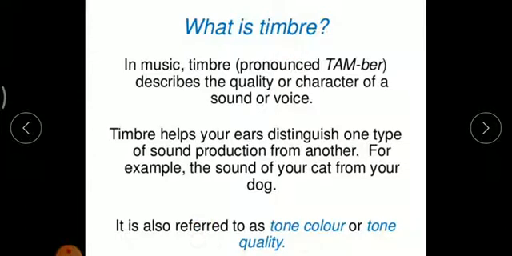It is also referred to as tone color or tone quality. Whenever we are talking about sound, it will be called timbre, tone color, or tone quality, which is nothing but the quality or the character of a sound. Since we can differentiate between a girl's sound and a boy's sound, if a girl is talking we can tell that the voice is of a girl, and similarly if a boy is talking we can tell that this voice is of a boy. Since we are able to differentiate, we can judge the quality of a sound, which means we are judging timbre.